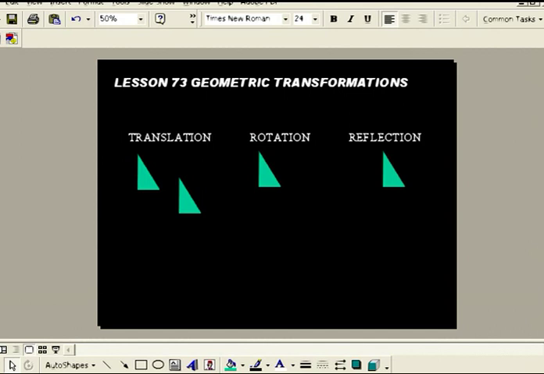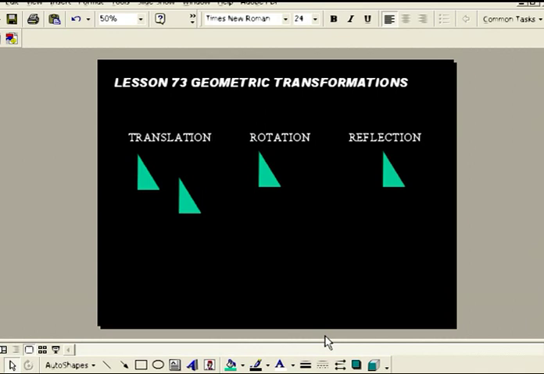Now all geometric transformations are just different ways to move shapes. Geometry, that word right here, well, this says geometric, but geometry is the study of shapes. So I know this sounds like a big scary looking title, geometric transformations, but all it is about is moving shapes. And you've been working with circles, triangles, squares, rectangles, so you're familiar with those. Let's just go ahead and see what geometric transformations are about.